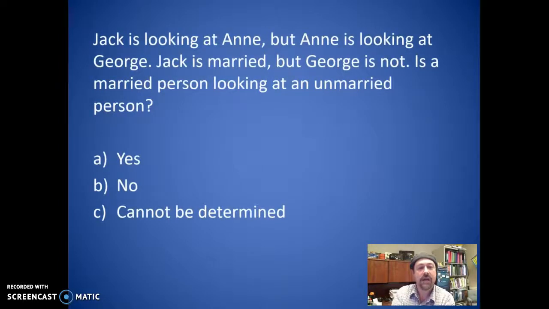Okay, so we have Jack is looking at Anne, but Anne is looking at George. Jack is married, but George is not. So the question is: is a married person looking at an unmarried person? Yes, no, or it cannot be determined.